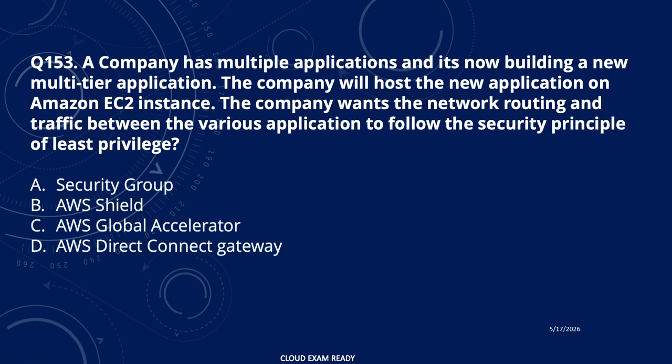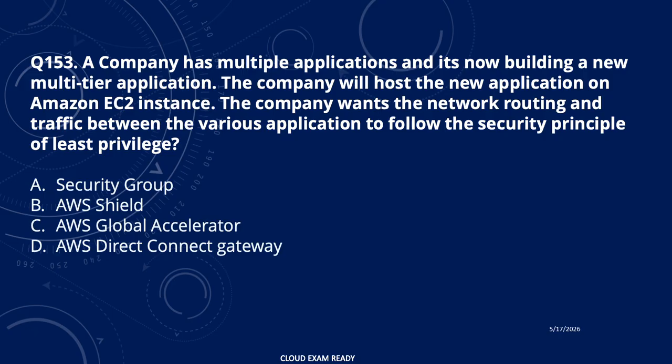Next, question number 153. A company has multiple applications and is building a new multi-tier application. The company will host the new application on Amazon EC2 instances. The company wants the network routing and traffic between the various applications to follow the security principle of least privilege. So we have options. Option A, security group. Option B, AWS Shield. Option C, AWS Global Accelerator. And option D, AWS Direct Connect Gateway.